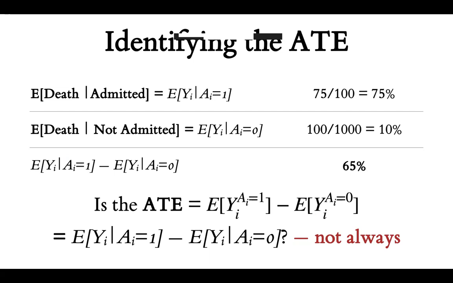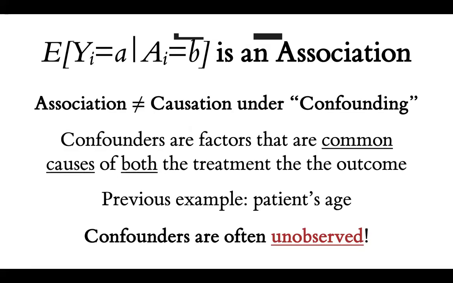Another factor that could come into play here is the patient's age. If a patient is old and they fall ill, they are less likely to survive, so they get admitted to the ICU. And if a patient is old, it also affects their probability of survival. So age is something that affects both admittance to the ICU and probability of survival, the treatment and the outcome. There are these two factors that are giving us this spurious causal effect, and both of them affect the treatment and the outcome. So that's the definition of a confounder.